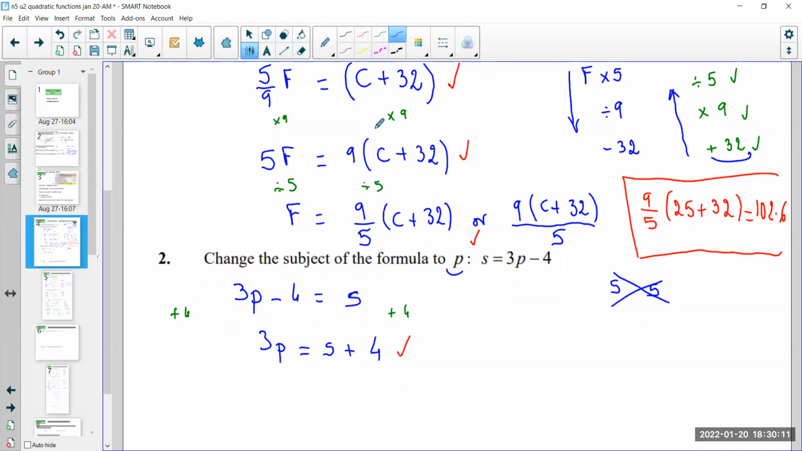How do I get my second mark? I've got 3 times P. What's the opposite of timing by 3? Divide by 3 both sides. Now you could tell me, oh, why are you not putting brackets this time? Because I'm just going to do P equal S plus 4 over 3. And that is your second mark. So this question was 2 marks.